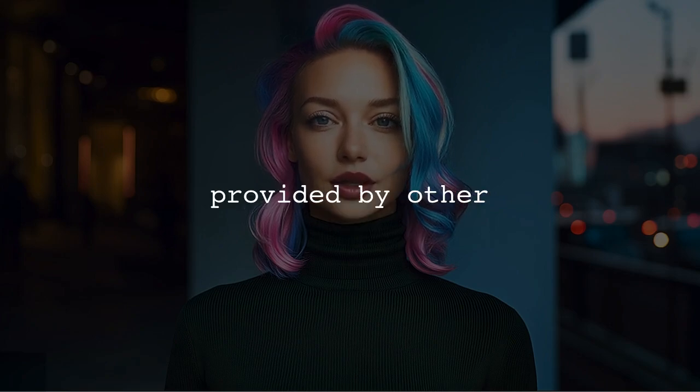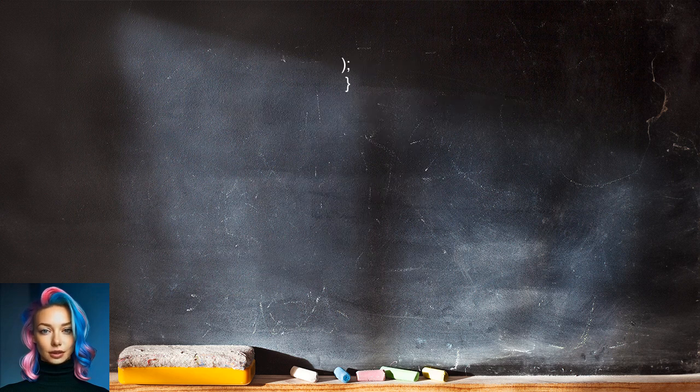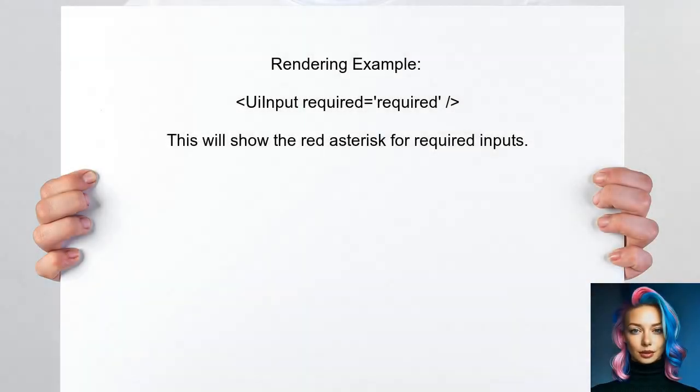Now let's look at the answers provided by other users. An alternative approach suggests modifying your UI input component to a stateless functional component. Instead of using the render method, simply return the input element directly. Pass the required prop through the props parameter. When rendering the component, ensure you pass the required attribute correctly, like this: UI input required equals required. This should display the red asterisk as expected.